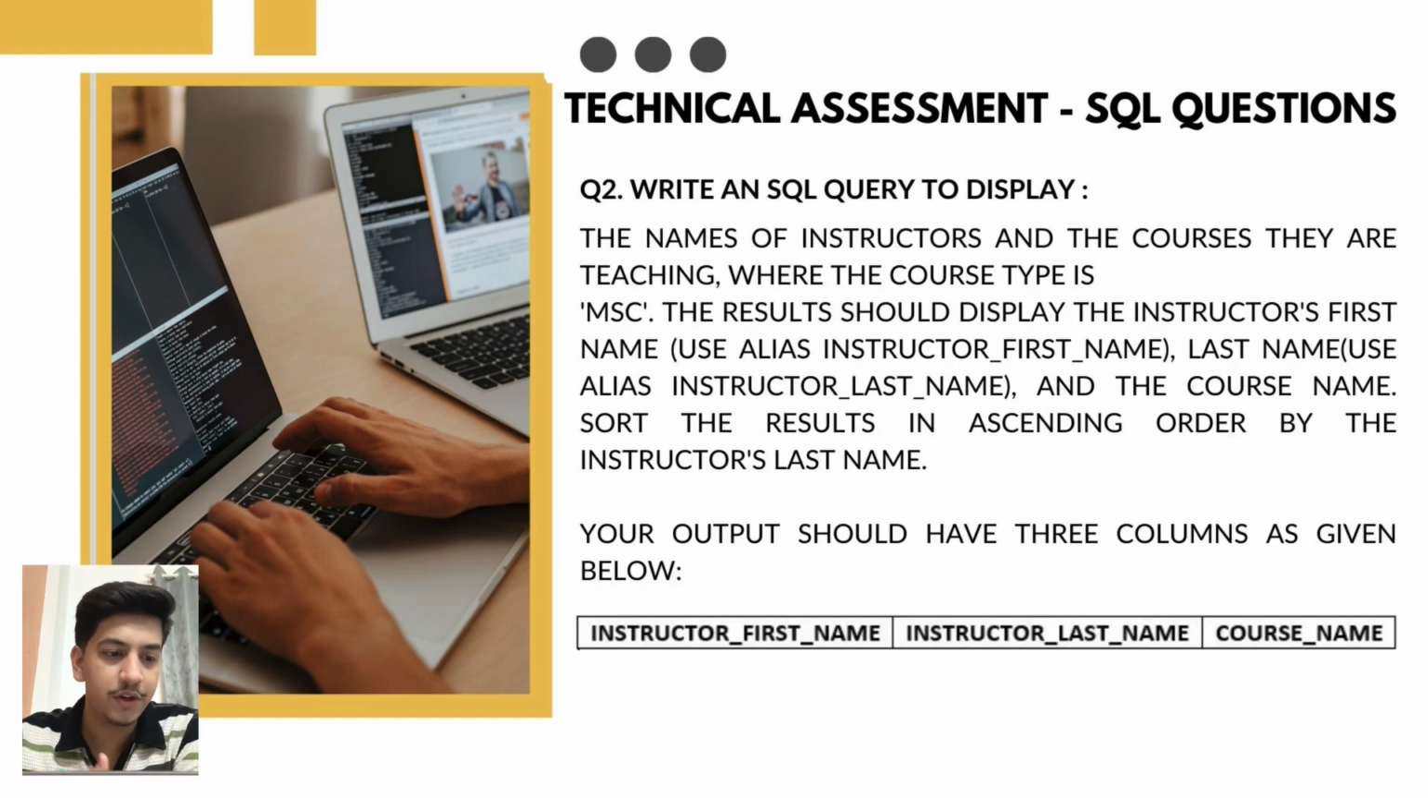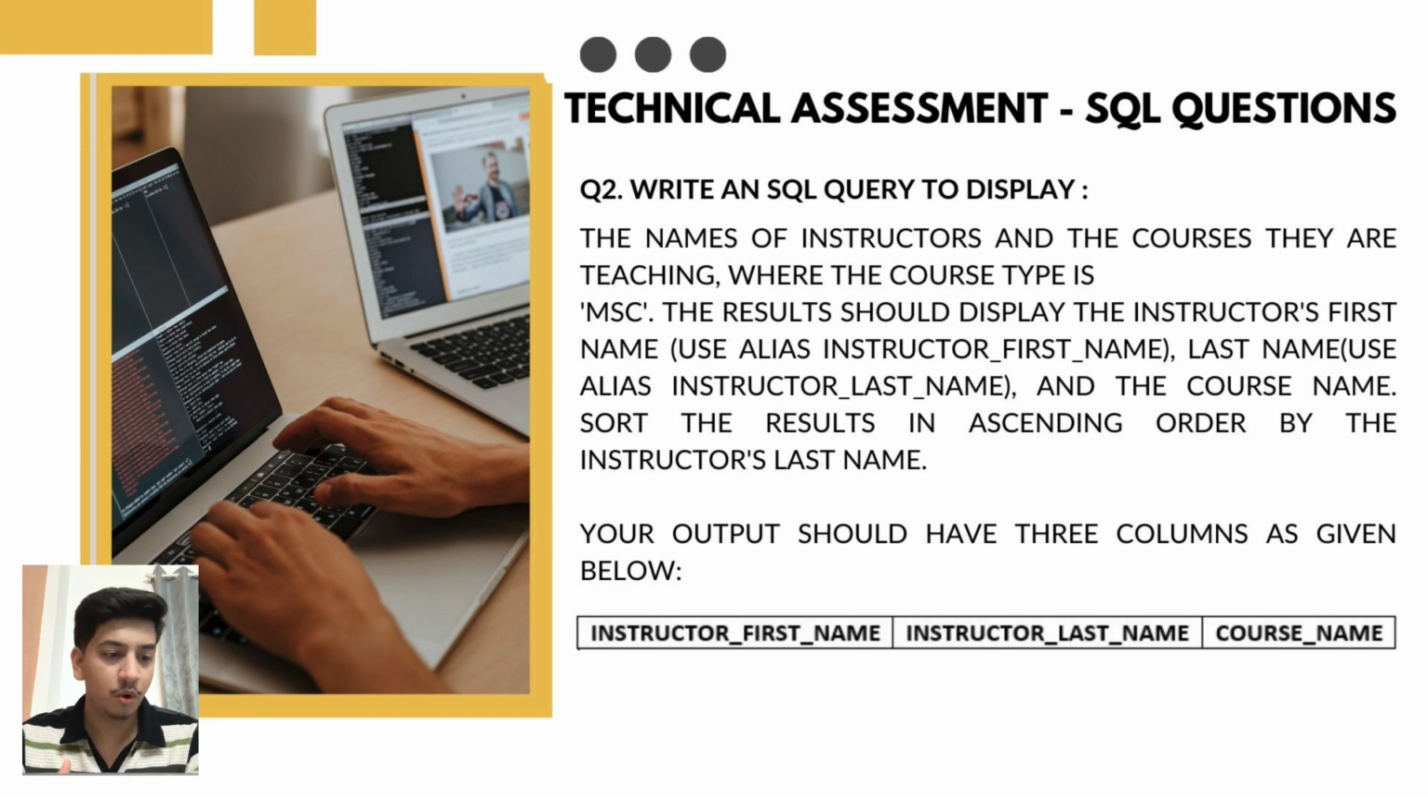The second SQL question, here what it says: write an SQL query to display the instructor first name, last name and course name for all courses where the course type is MSc. The result should be sorted by the instructor last name in ascending order.